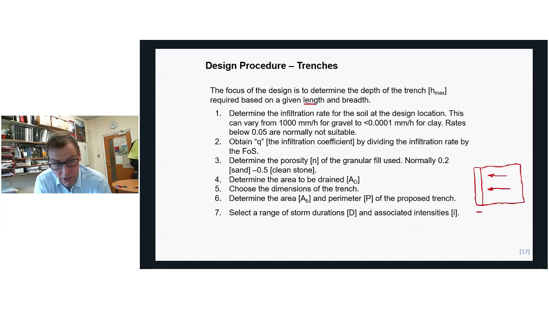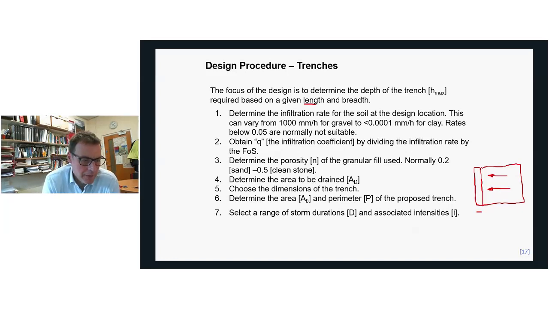Determine the area to be drained and choose the dimensions of the trench. The area to be drained doesn't necessarily just have to be the area of your car park or your road. You could be expecting some flow from additional areas. And then choose the dimensions of your trench. We spoke about the length of the car park, along the side of the road, etc., and the perimeter of the trench. So that should be relatively easy for you guys to do.